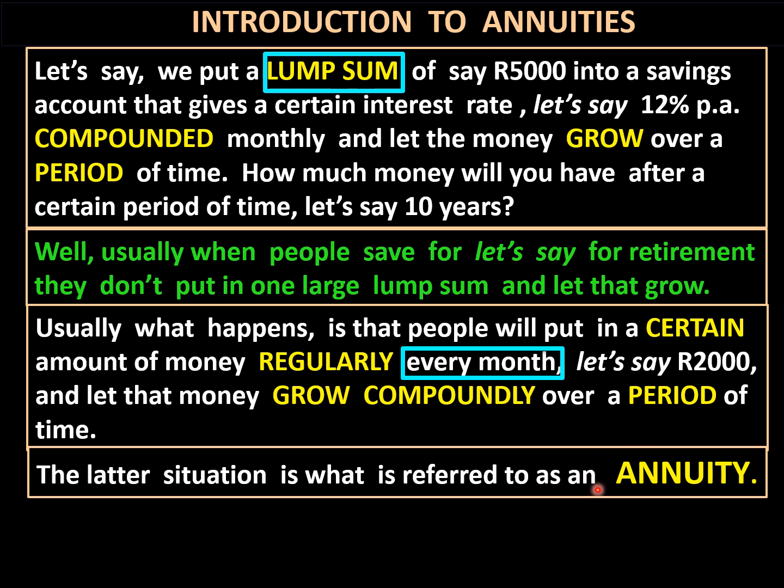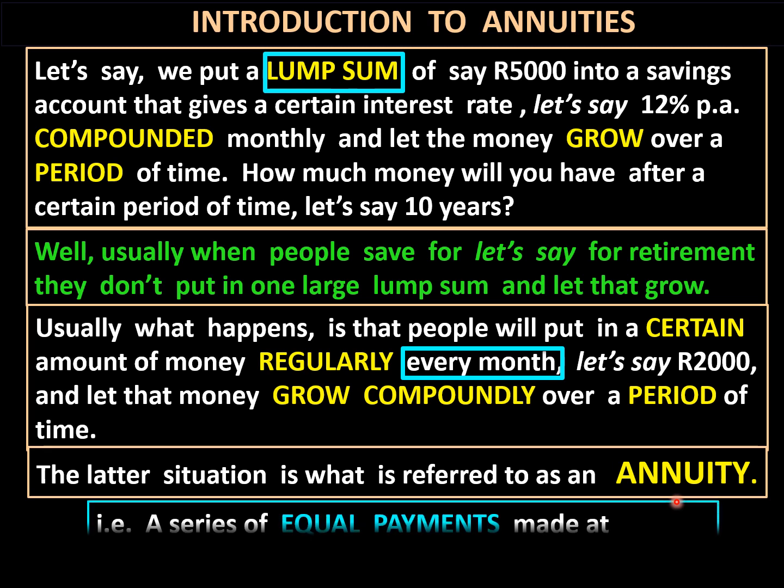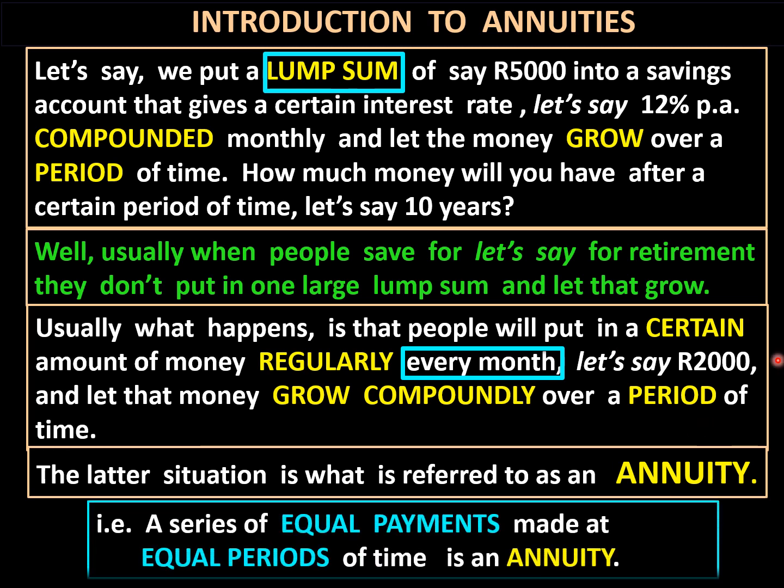Now this situation where you have regular payments, either monthly or annually or quarterly, and it's a fixed amount, is referred to as an annuity. That is a series of equal payments. The payments all have to be equal, and the periods have to be equal as well. So it's every month. You can't have it once a month and then after 3 months again and then once a month. It must be every month. And this is referred to as an annuity.